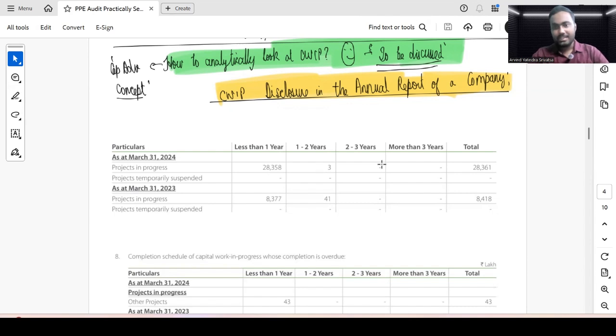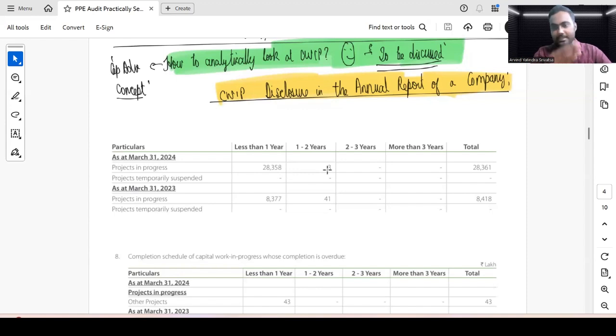Very simple. Let's say there is a CWIP ID A. To compute this aging, we need to check when the CWIP ID entered into the CWIP listing. Let's say for the financial year 23-24, it entered for the very first time during July 2023. In such a scenario, this would be classified under the less than 1 year bucket, right? Let's say the same entered maybe somewhere in July 2022. In such a scenario, the same would be classified in the 1 to 2 years bucket for the financial year 23-24. I hope you understood this, guys.